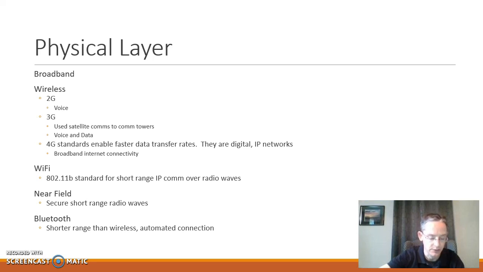5G is coming along, which will be even more impressive. But Wi-Fi, when you talk about the Wi-Fi within an environment, that uses an 802.11b standard for short-range IP communication over radio waves. So it's a different kind of wavelength than wireless, but it's coming along over basically short distances. Near fields and even shorter distance, secure short-range radio waves that you can hook up over a different protocol.